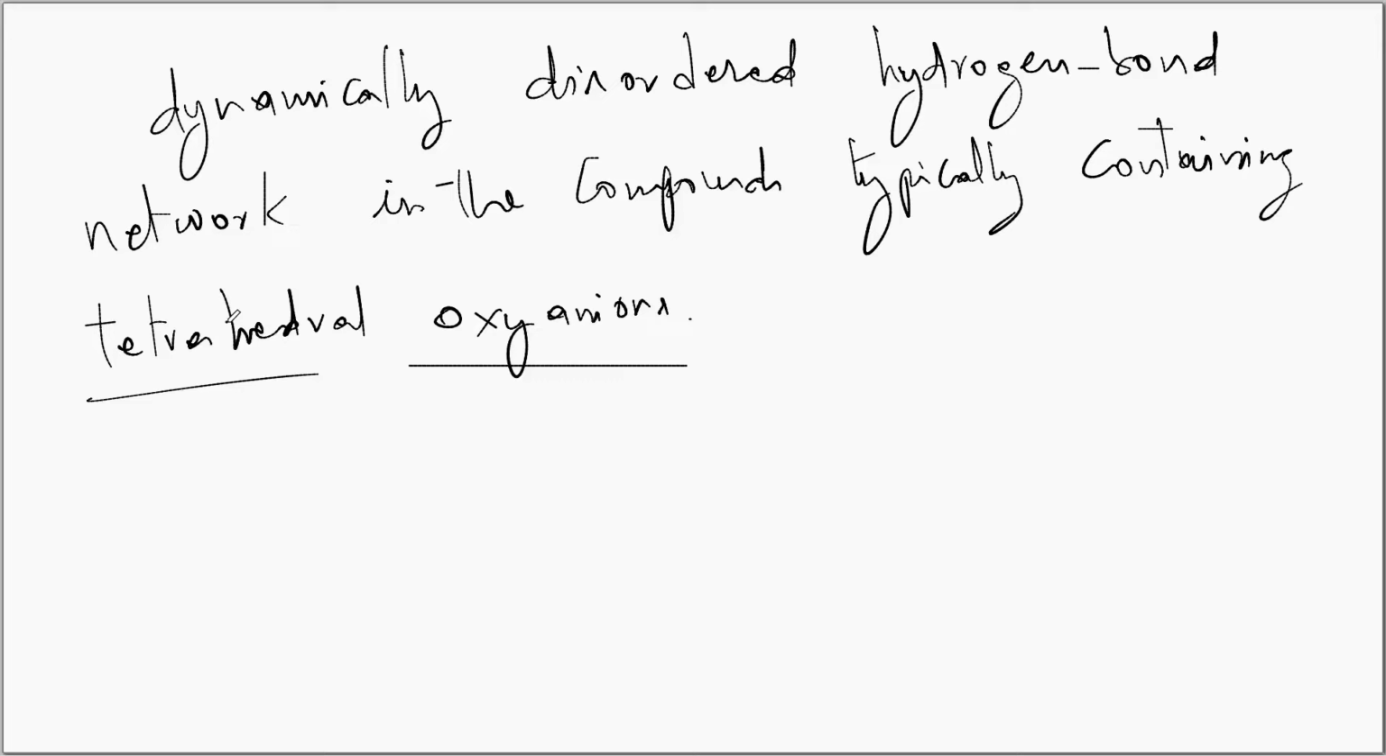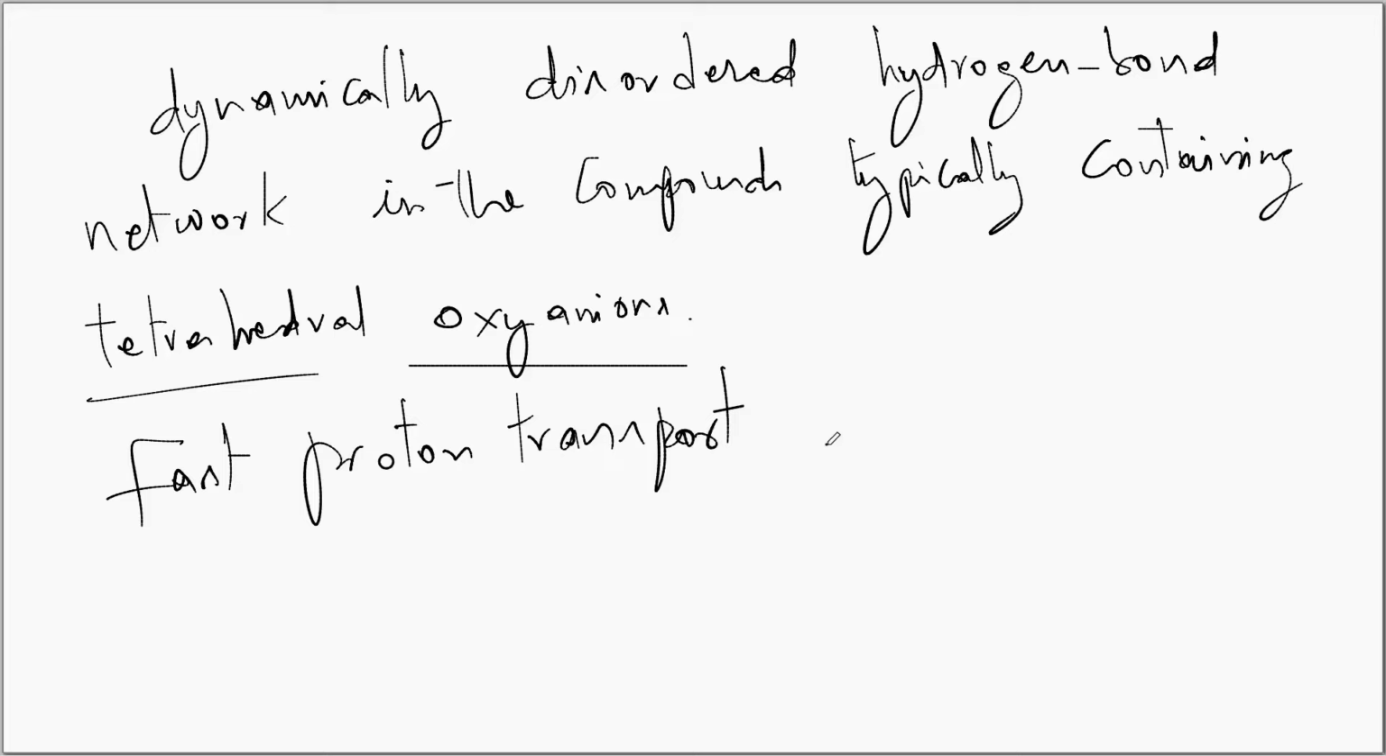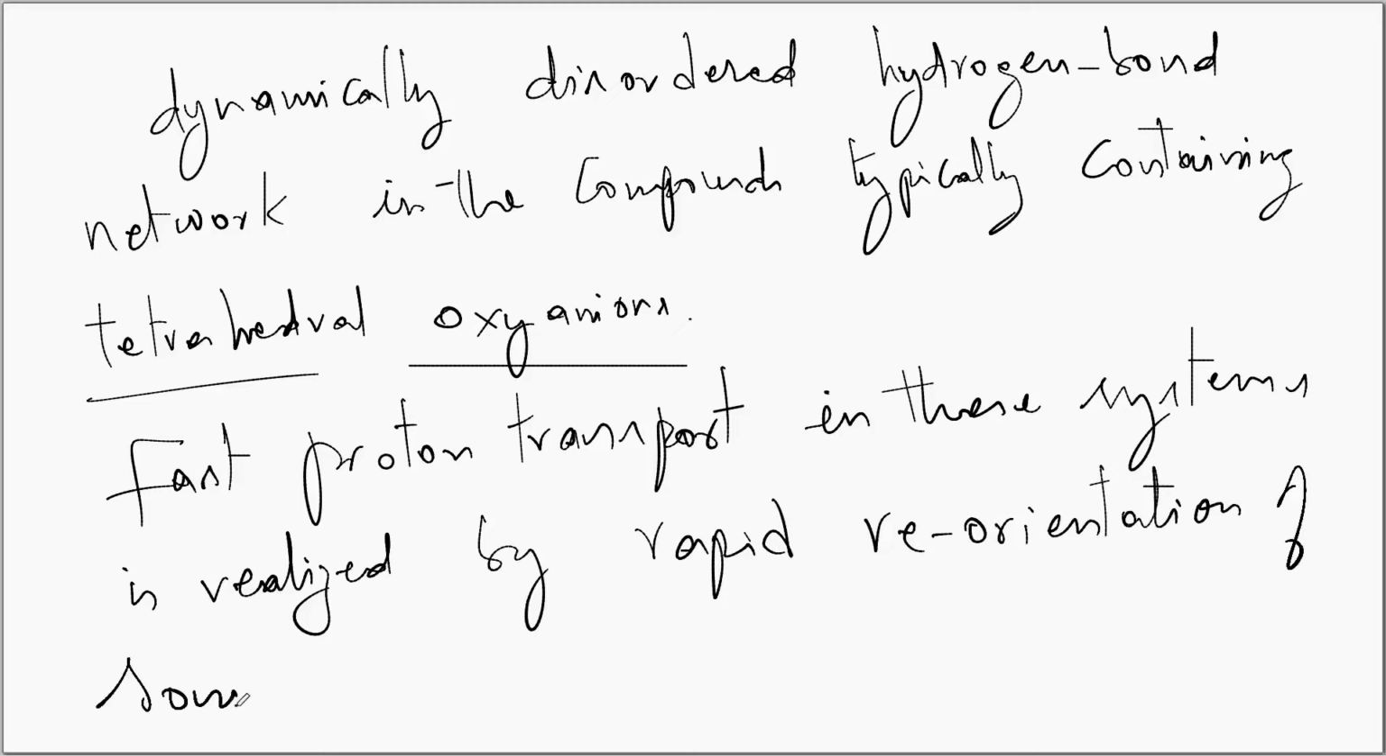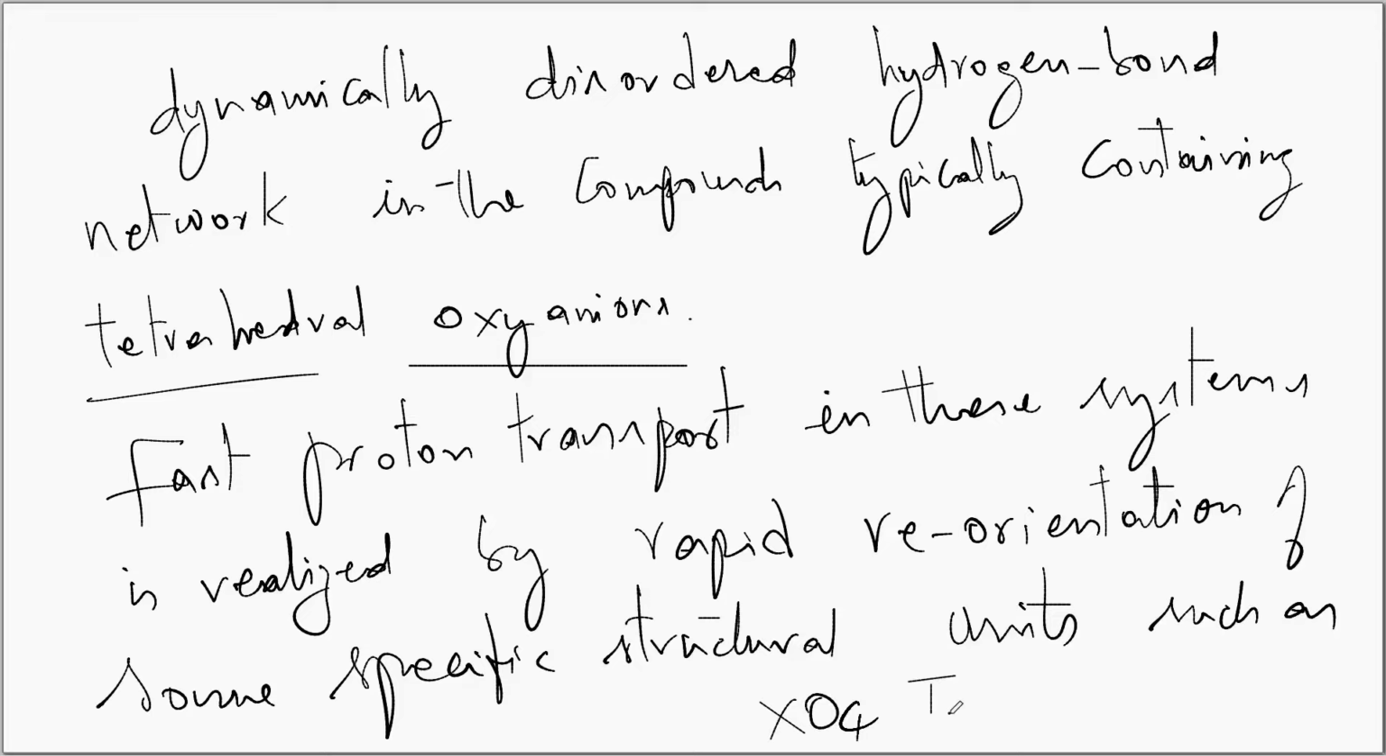The proton conductivity is essentially also called fast proton transport. The fast proton transport in these systems is realized by rapid reorientation of some specific structural units, such as the XO4 tetrahedra in the partially disordered structure of cesium bisulfate.